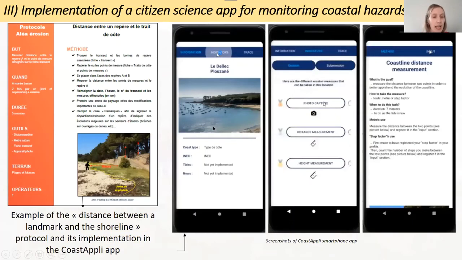We are currently at the 2nd year of our project. A first version of the app is available. In-situ tests will begin in spring, and we hope that at the end of 2022, the app will be ready to be used in 10 local authorities in Finistère, in Brittany.